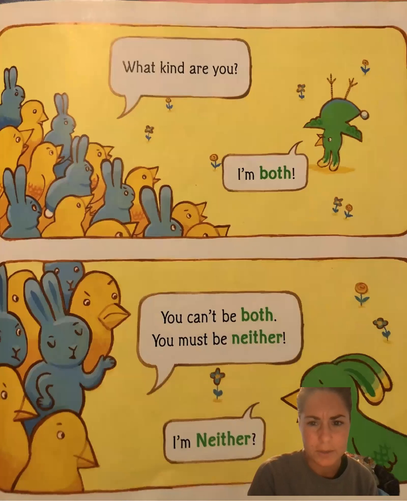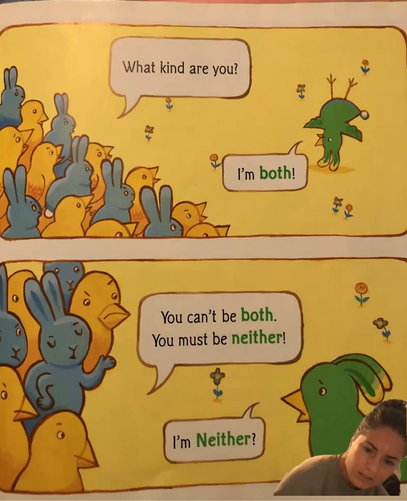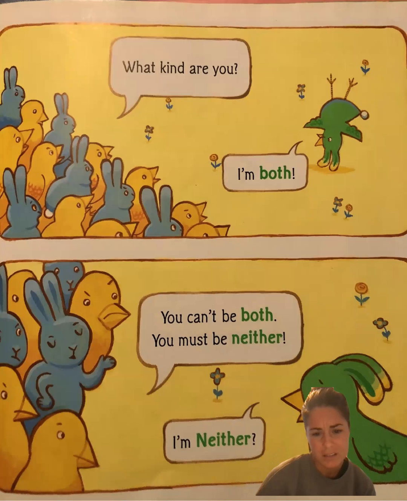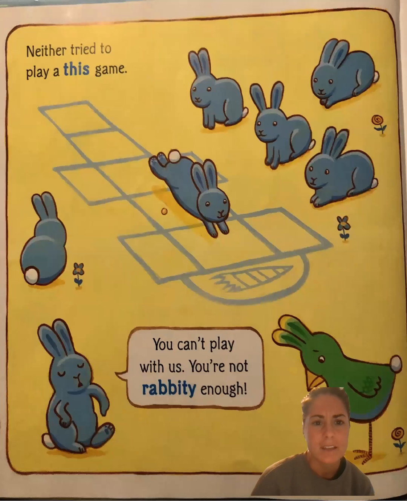What kind are you? I'm both. You can't be both. You must be neither. Oh, I'm neither? Can you see him right there? Our green bunny bird, right? I'm neither. Oh, that doesn't sound good.